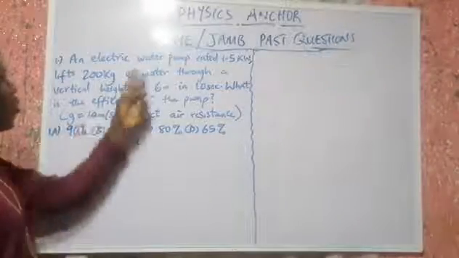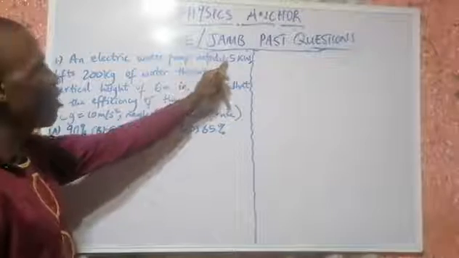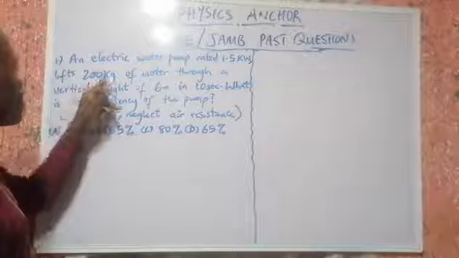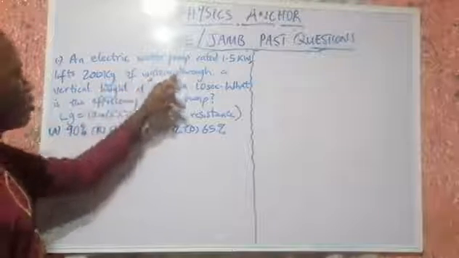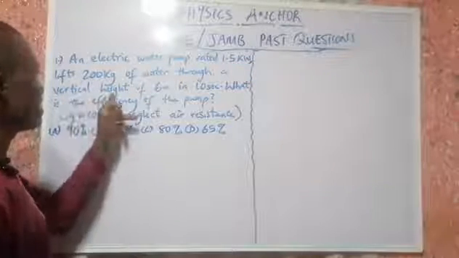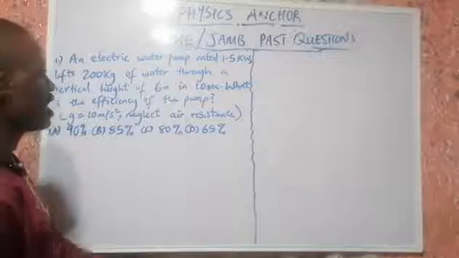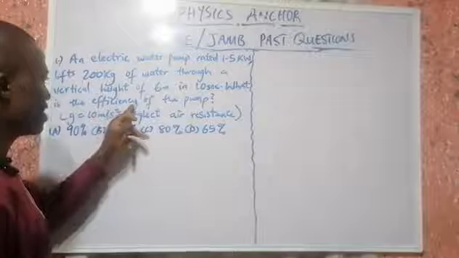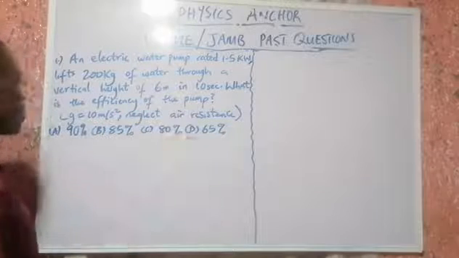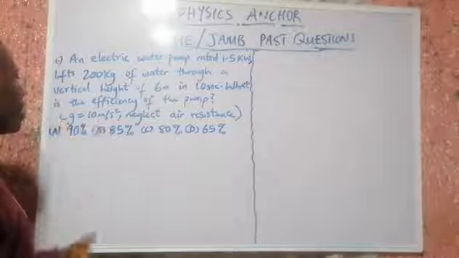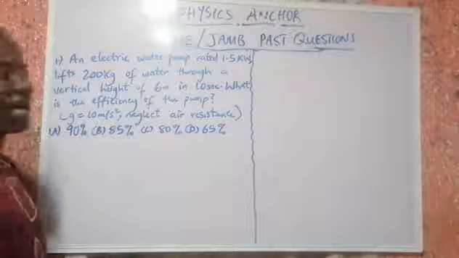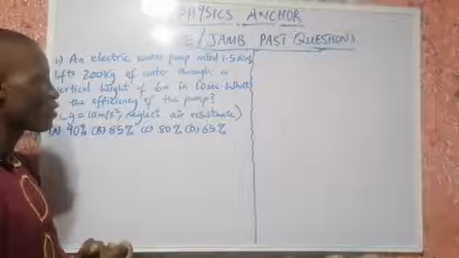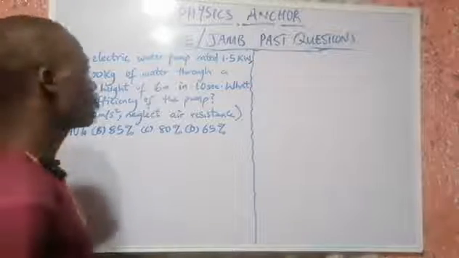An electric water pump rated 1.5 kilowatts lifts 200 kilograms of water through a vertical height of 6 meters in 10 seconds. What is the efficiency of the pump? That's the question. So we have our acceleration due to gravity as 10 meters per second square, and we are being asked to neglect what? Air resistance.